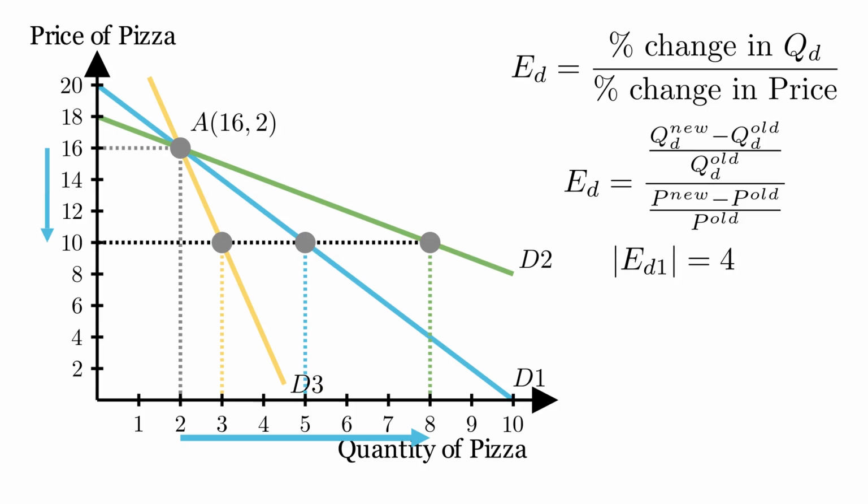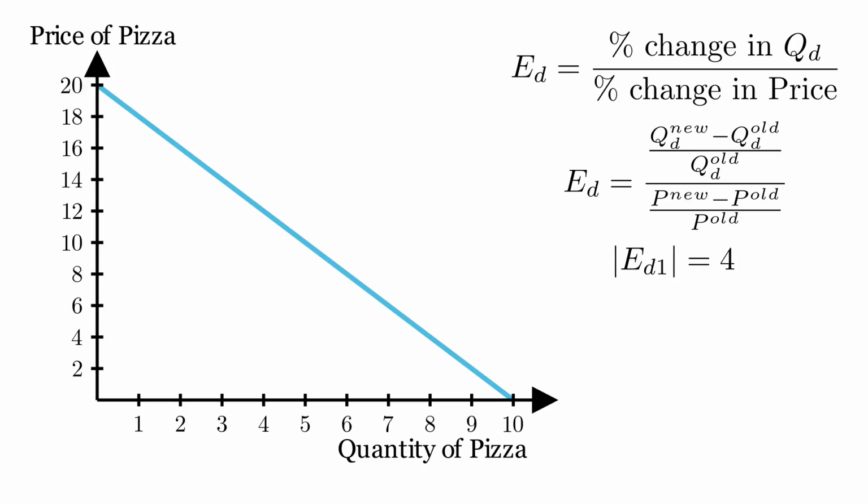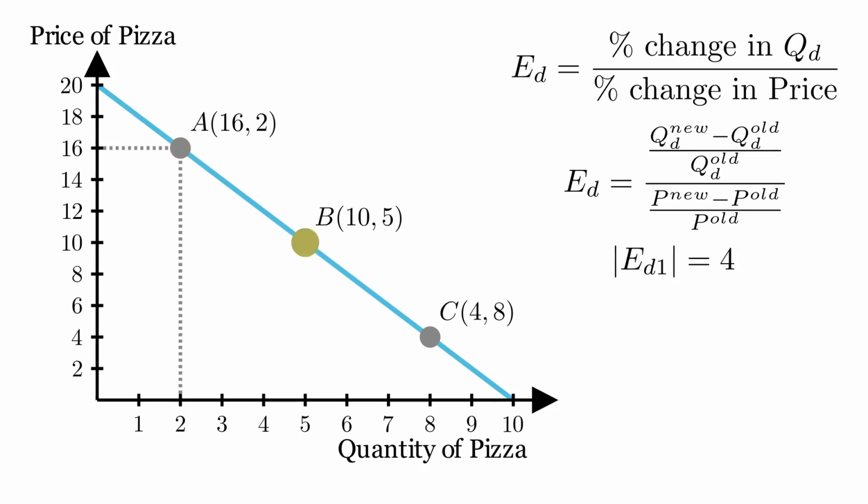In reality, elasticity varies at different points along the same downward sloping linear demand curve. Let us see this numerically. Consider our original demand curve, D1. We select 3 points. At point A, price is 16, quantity is 2. At point B, price is 10, quantity is 5. This is the midpoint of the curve. And at point C, price is 4, quantity is 8.